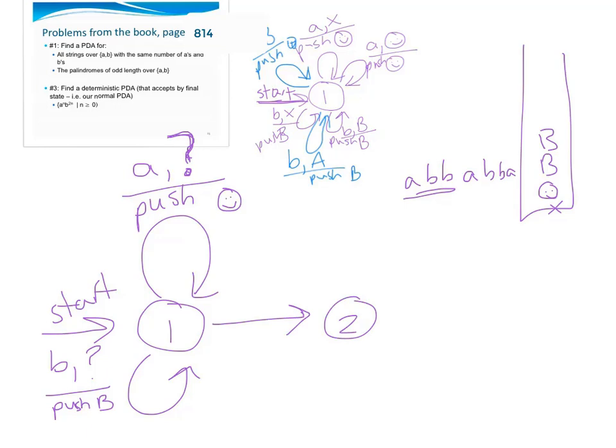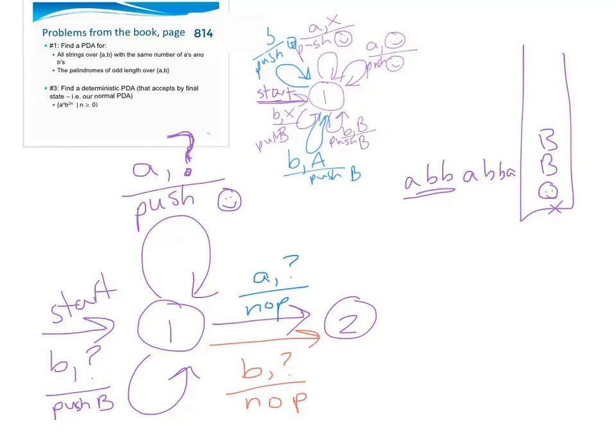And for that middle letter, I'm just going to change colors again to make it a little bit easier to see. If I see an A, I don't really care what's on the stack. I'm going to do a no-op. And also, if I see a B, I don't really care what's on the stack. I'm going to do a no-op, right?